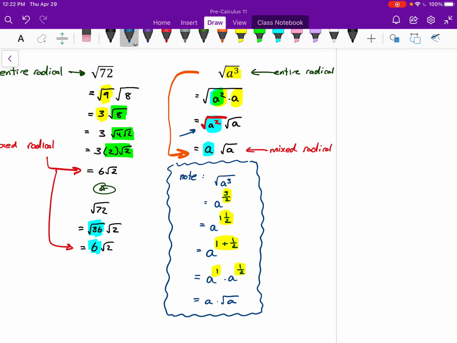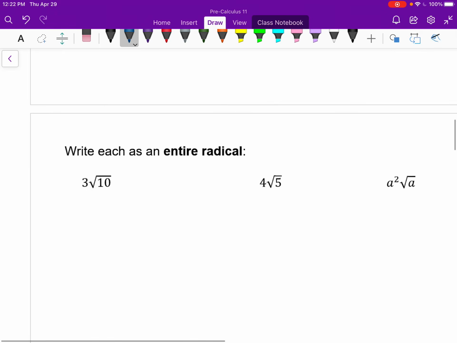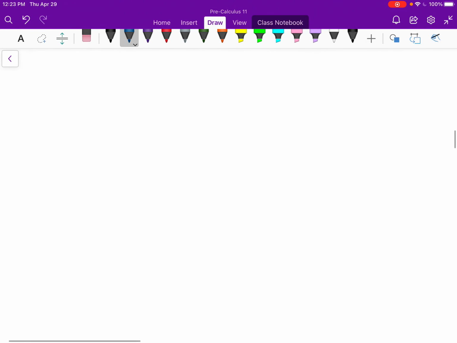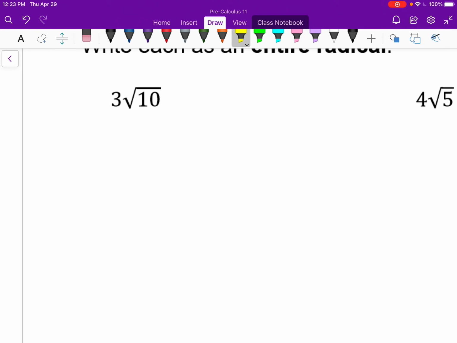So I think I just have it now the other way around. So now I'm giving you mixed radicals. I want you to write them as entire radicals. And so let's look at 3 root 10. Kind of the reverse of what we did before. I want to take the number 3 and I want to write it as a radical.